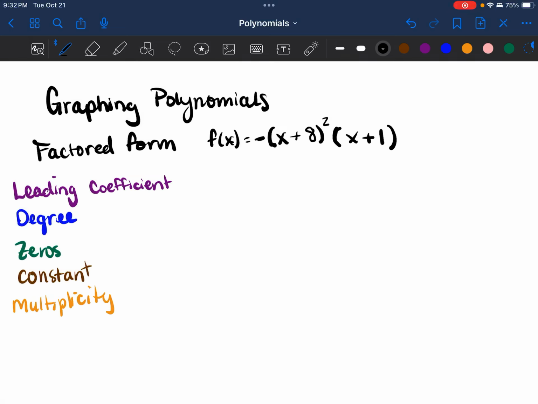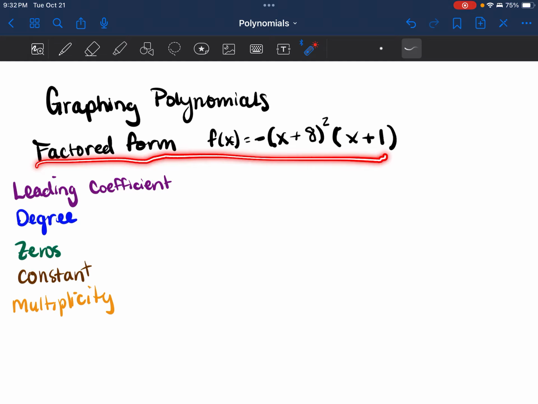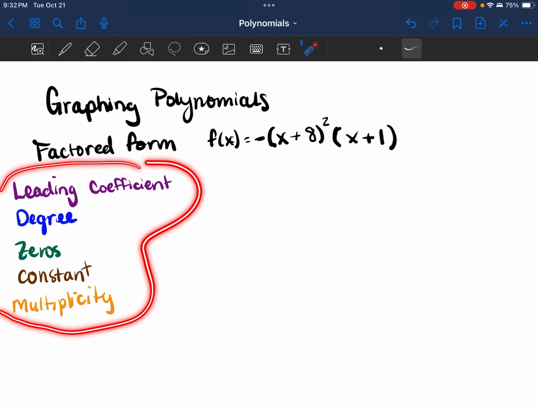In this video, we are going to review the key pieces of information that we need to know to be able to graph a polynomial function. And we're going to do this using the factored form of this equation. There are 5 things that we want to be able to identify before we can graph.